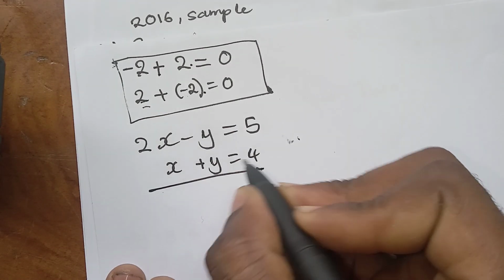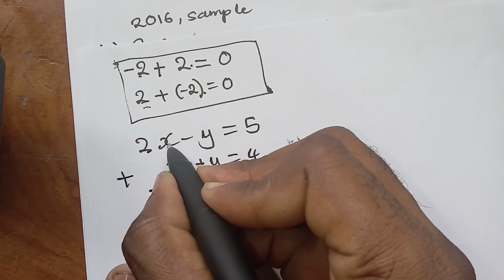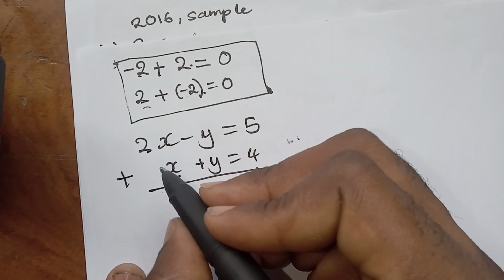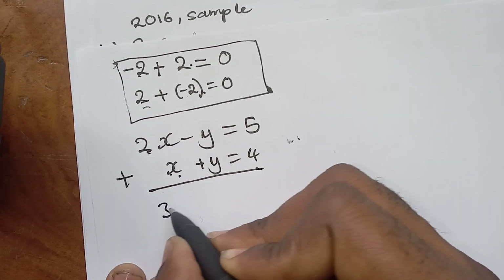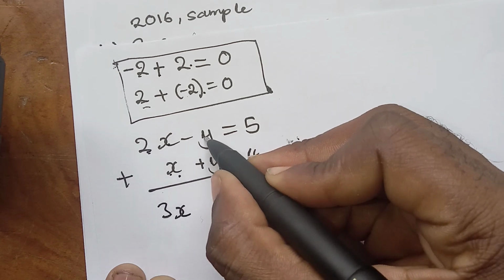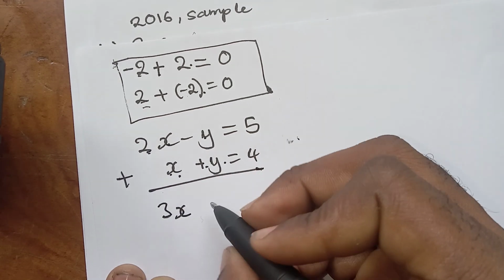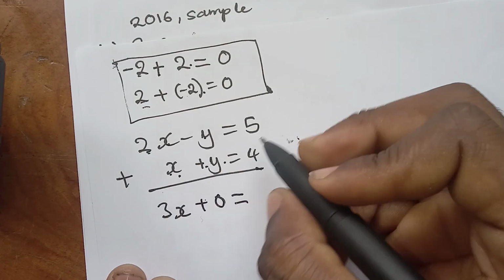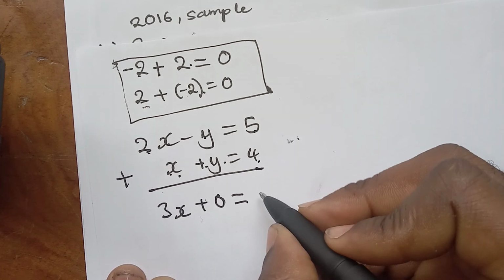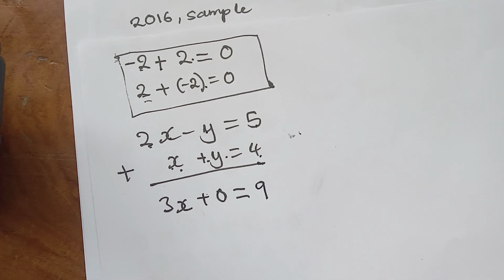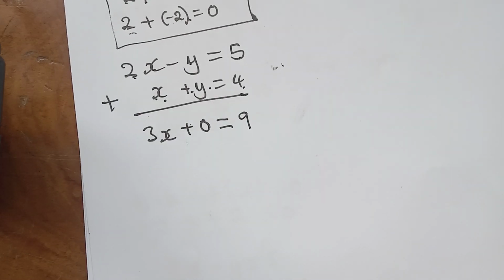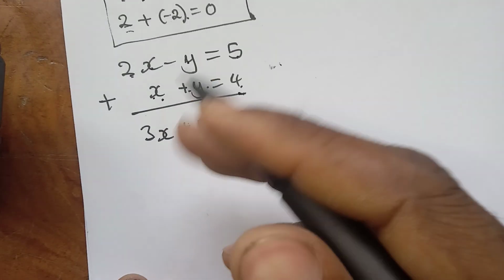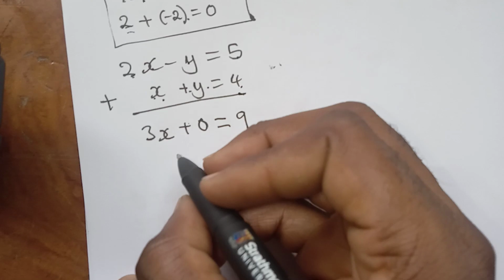So let's see. 2x plus x, this is how you add them. You add them in a vertical manner. 2x plus x, this is 3x. And then negative y plus y, this is just a 0. And then you can write your equal sign. Then 5 plus 4, this is a 9. So now as you can see, the y is nowhere to be seen. It has been eliminated, which is why this method is called the elimination method.